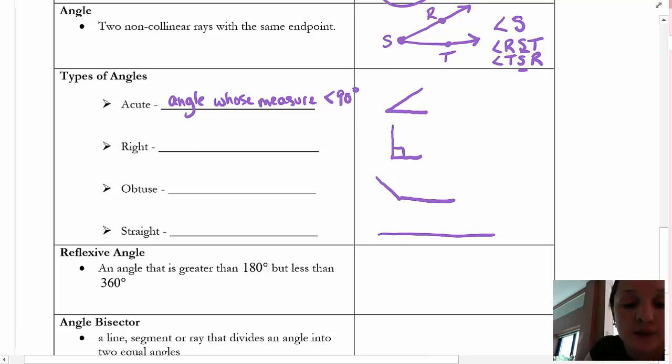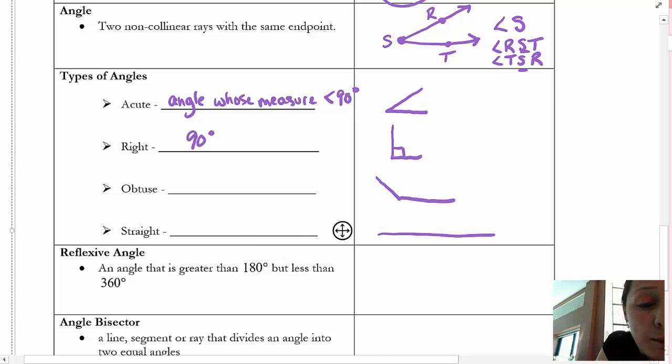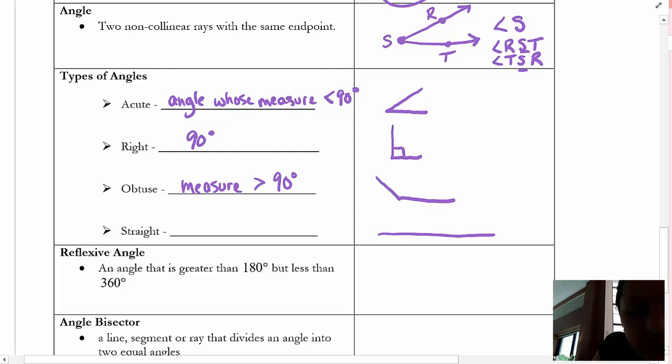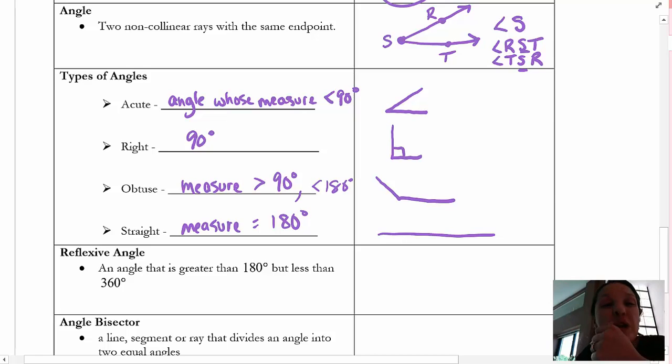Right is exactly what you think it is, an angle whose measure is 90 degrees. Obtuse is the big one. That's a measure that is bigger than 90. And a straight angle is one with a measure of 180 degrees. So obtuse is bigger than 90, but it's also less than 180. So between a right angle and a straight angle is all your obtuse angles.